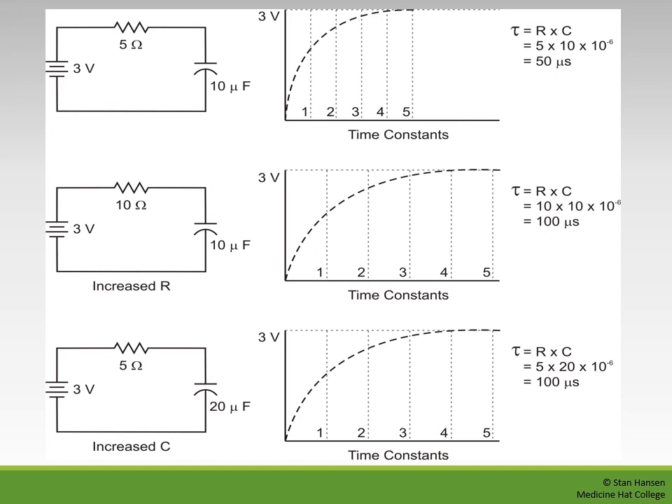The reason for this is simple. With larger resistance, I've slowed down the electron flow. Since I've slowed down the electron flow, it's going to take longer to either charge or discharge my capacitor.